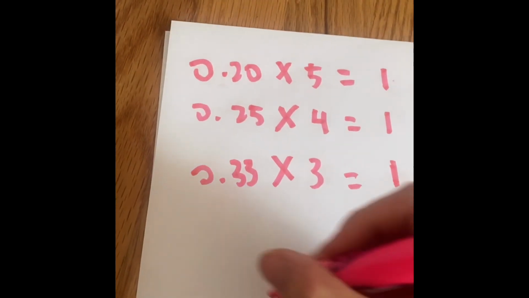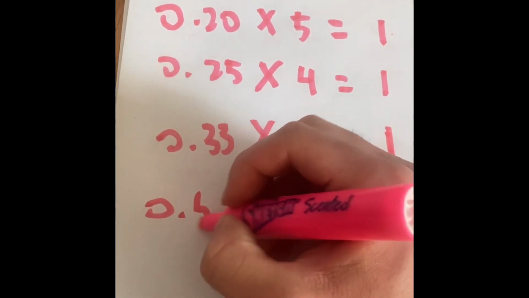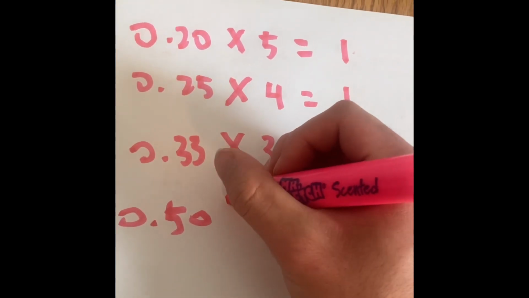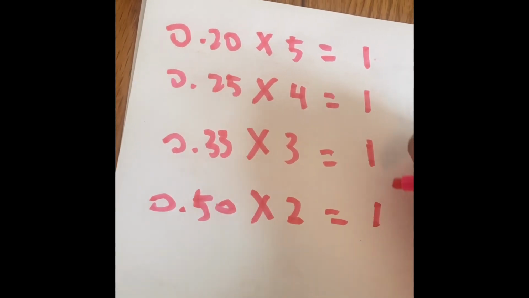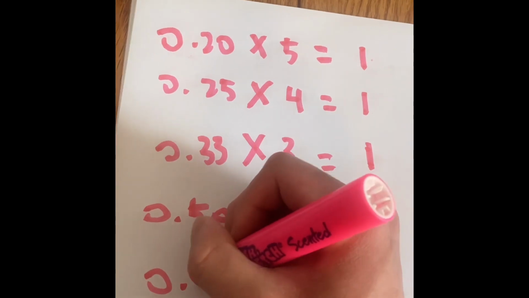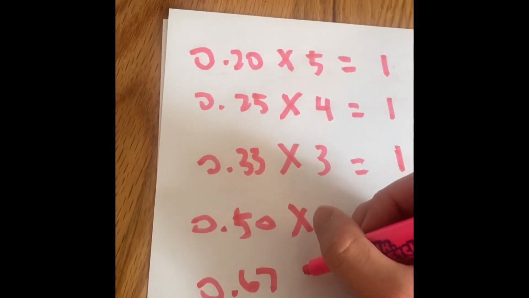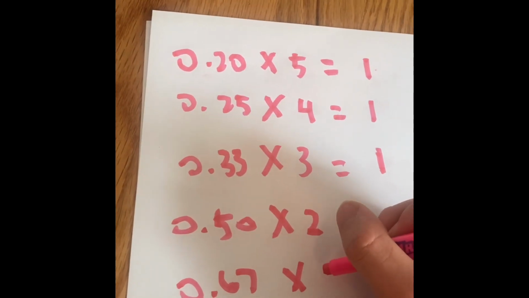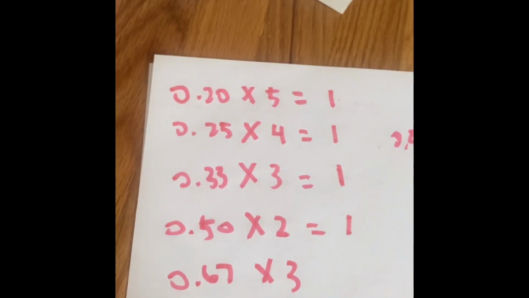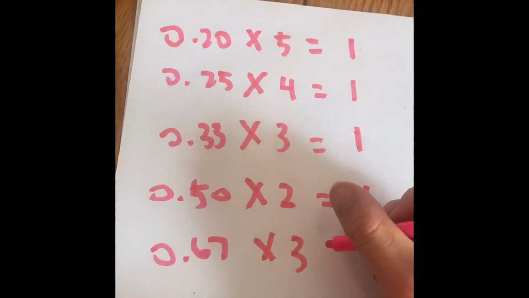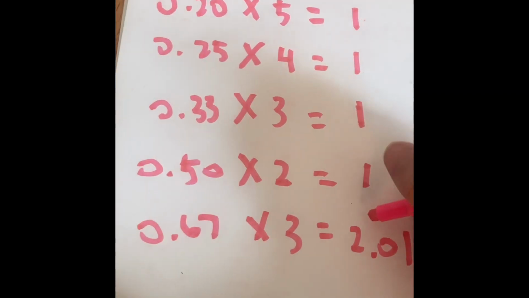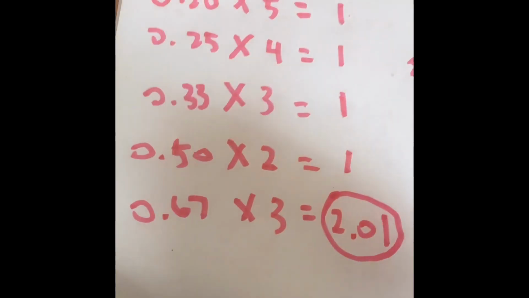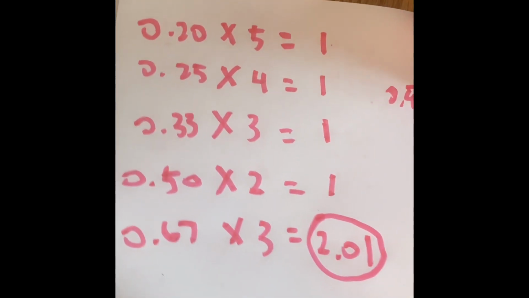If you have 0.5 as a decimal, you multiply by 2 and it's going to bring you to a whole number. And the last one, 0.67, is not going to be as easy. You have to multiply that by 3 to get to a whole number, and this would be close to 2.01. But why do we assume that the number is going to be 2 and not 2.01? There's another rule that happens.